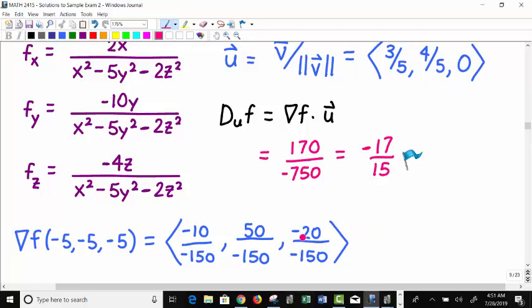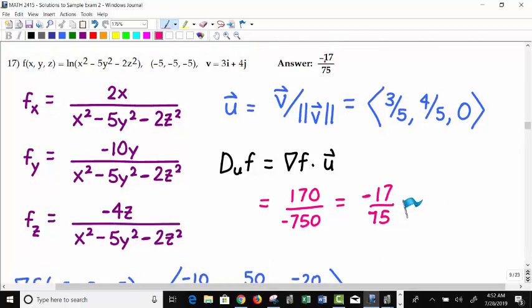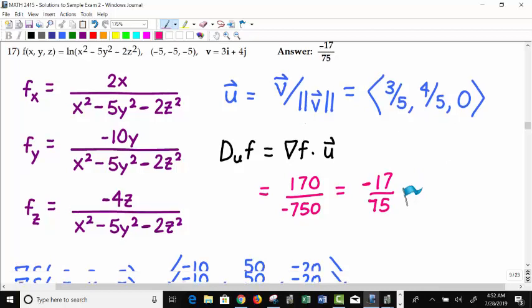So dot product both these vectors in blue will lead you to 170 over negative 750. Okay, I just fixed that typo I saw there where I had negative 17 over 15. And then actually it's negative 17 over 75. So that was just a handwritten mistake on my part. But I do have the answer correct right up here. So, okay, that's all fixed. So it's negative 17 over 75.